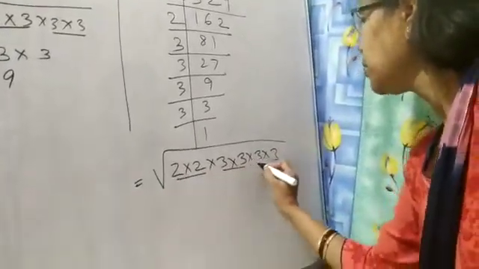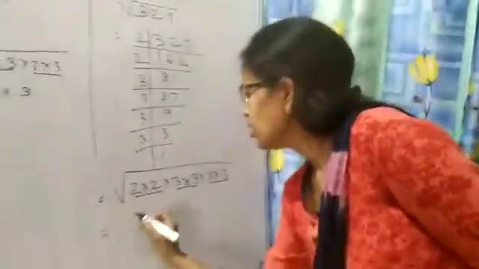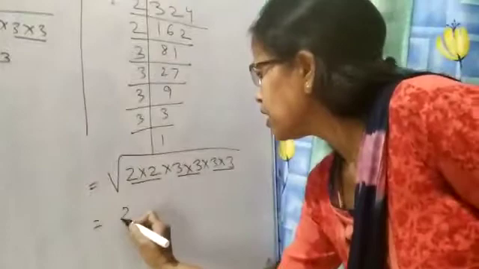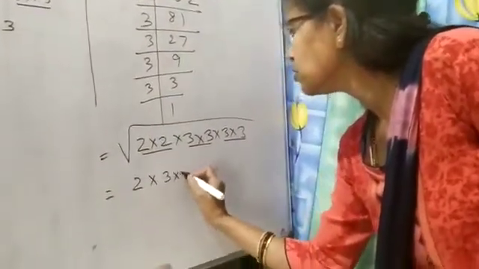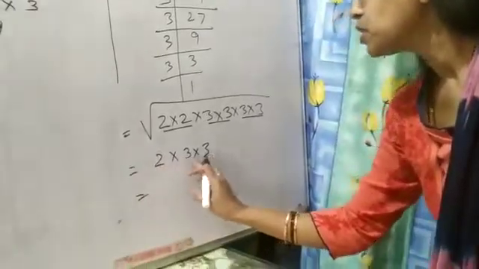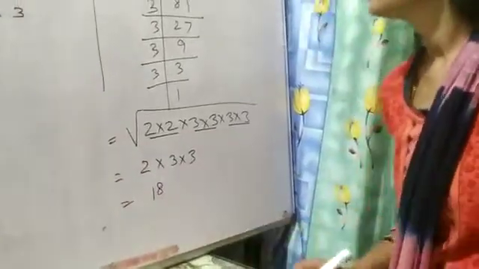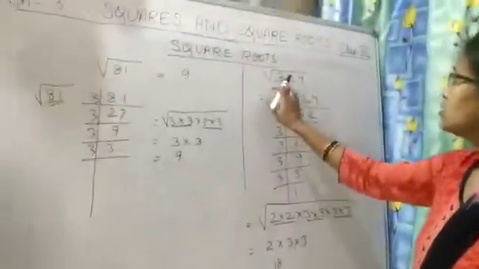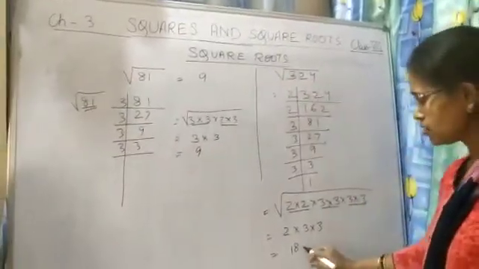and make pairs. I have made the pairs. For every pair, write one number outside like this and multiply all of them. You will get the square root. 2 3 6 and 6 is 18. So we can say that the square root of 324 is 18.